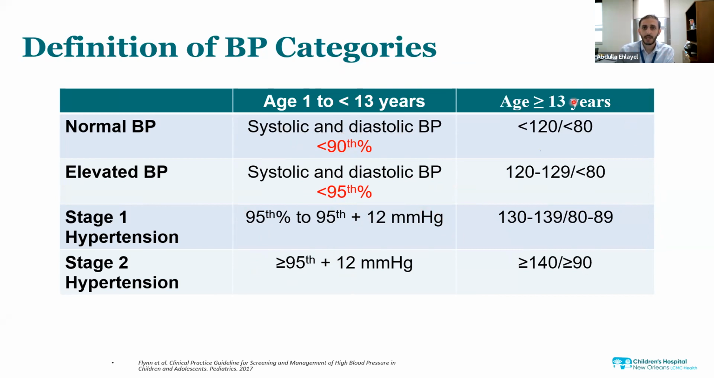And in children that are 13 years and older, both males and females, we use the adult cutoff. And the guidelines for the adults have also changed in 2017. So less than 120/80 يعتبر normal, 120 to 129 for systolic and less than 80 is elevated. If the blood pressure is between 130 and 140 for systolic and 80 to 90 for diastolic, this is considered stage 1. وأكثر من 140/90 يعتبر stage 2 hypertension.